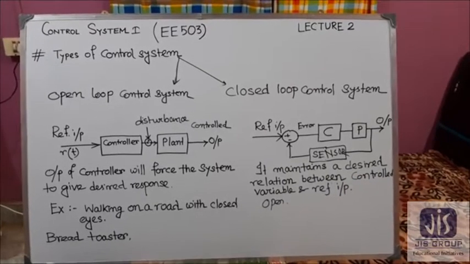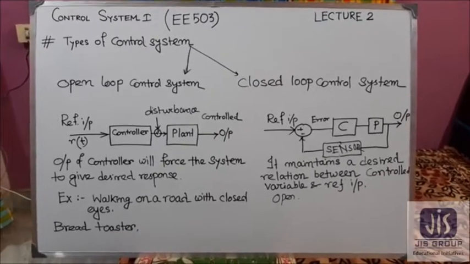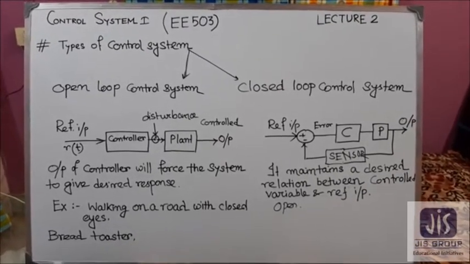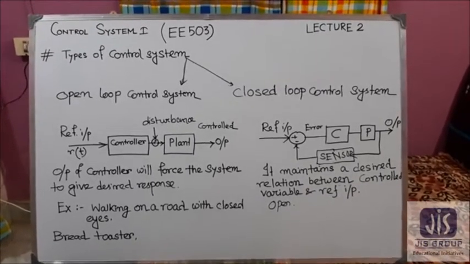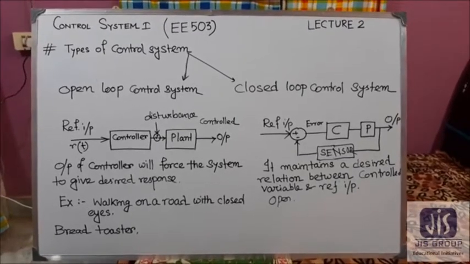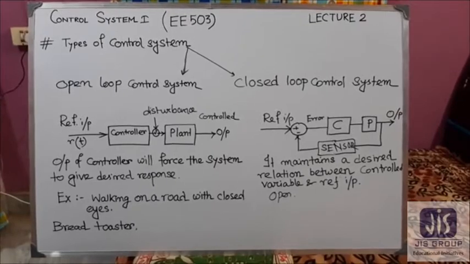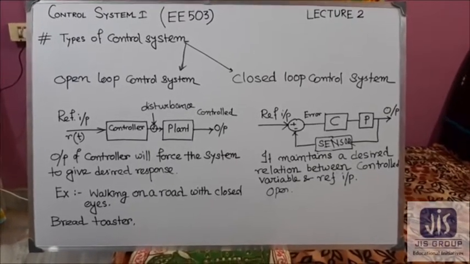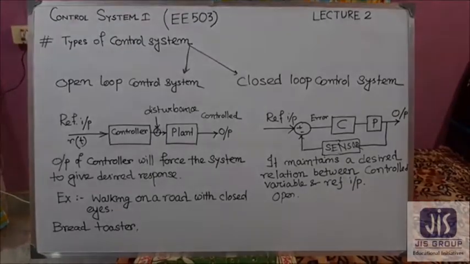But there are some disadvantages of closed loop system. Due to the presence of the sensor, it becomes expensive and more complex, and the gain of the system is reduced in closed loop control. And if the closed loop control system is not properly designed, then the feedback system may lead to an undesirable response.